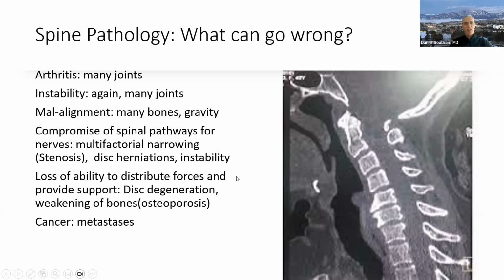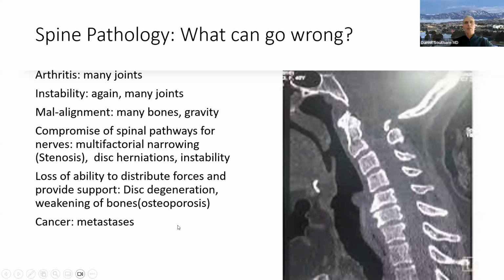And this is generally the result of degeneration of the discs. The discs, remember, are large chunks of cartilage that provide cushioning to the loading forces in the spine. And then there's weakening of the bones themselves, notably osteoporosis as we age. This can compromise the ability to provide support. And then, of course, cancer. There are certain cancers that metastasize to the spine, notably renal, but prostate can metastasize to the spine, as well as others.